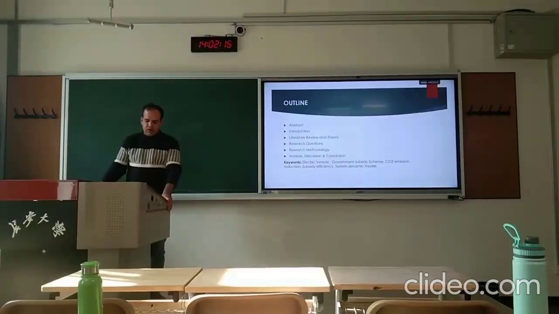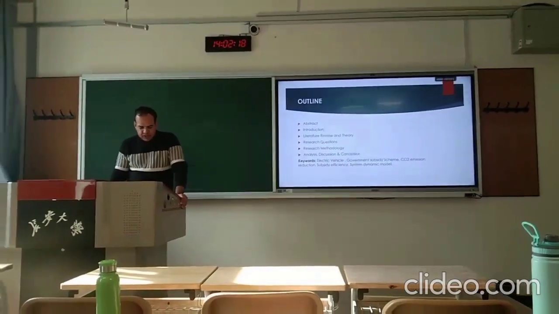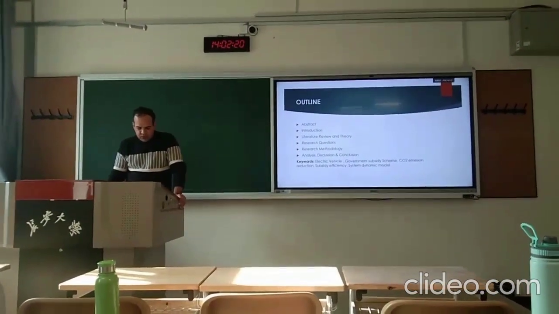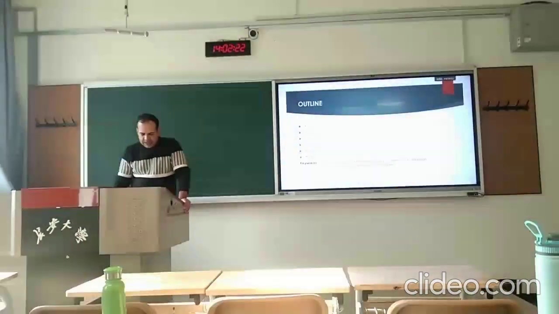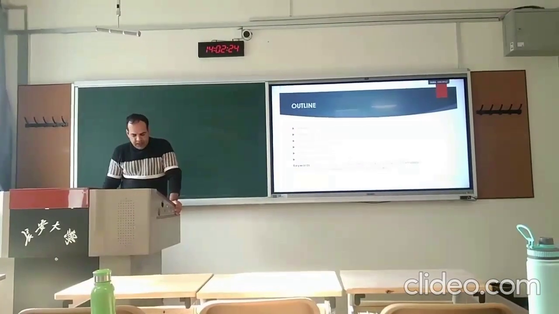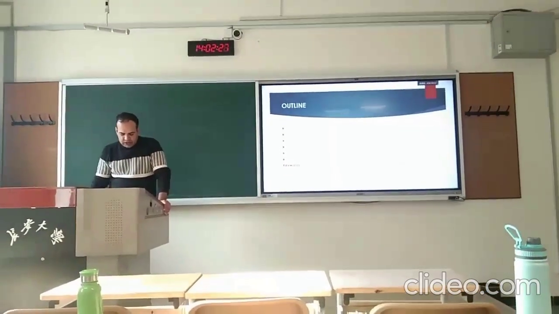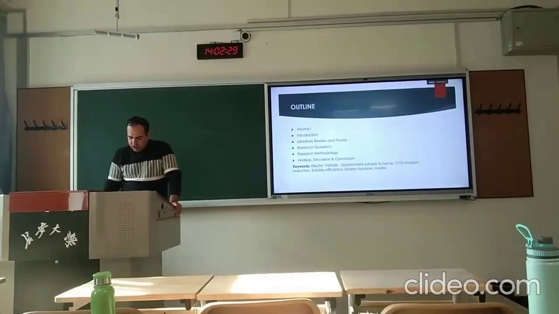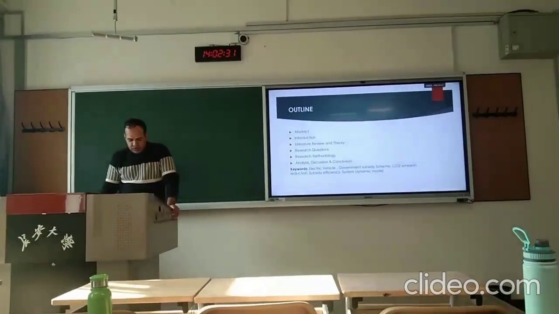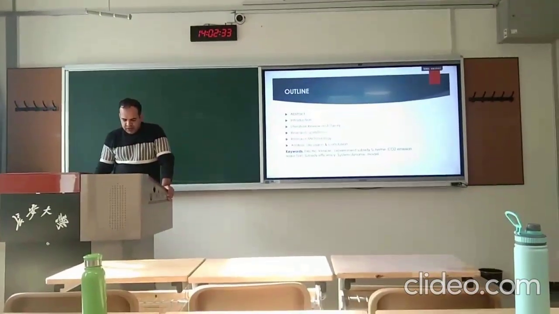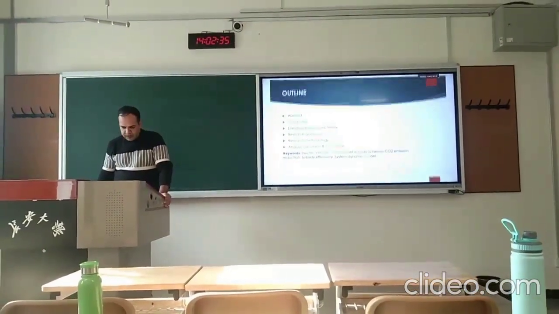The outline comes from this paper's abstract, introduction, literature review and theory, research question, research methodology, analysis, discussion and conclusion. The keywords used in this paper are electric vehicle, government subsidy scheme, CO2 emission reduction, subsidy efficiency, system dynamic model.